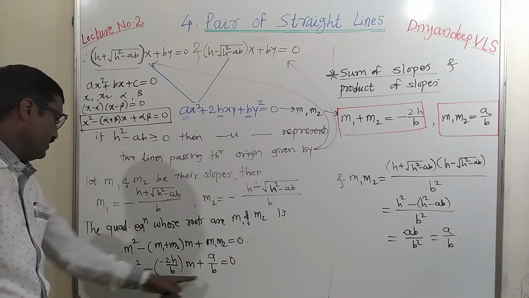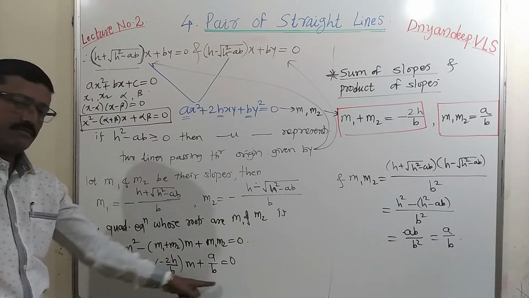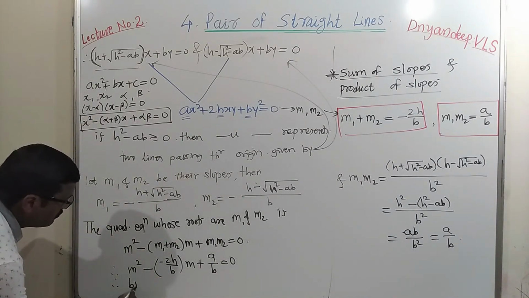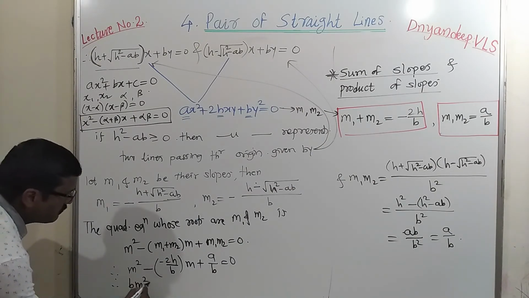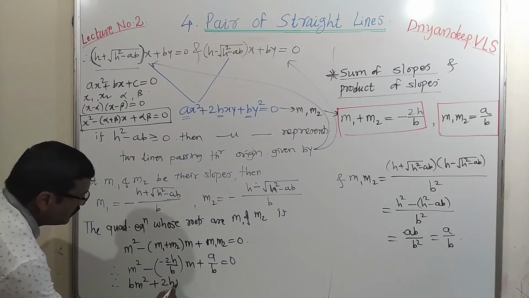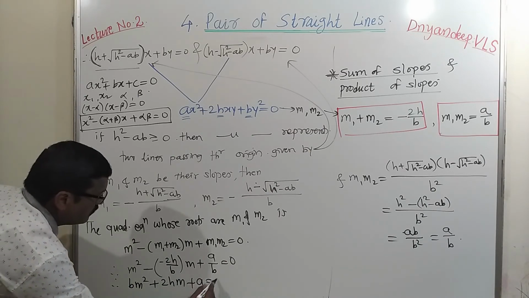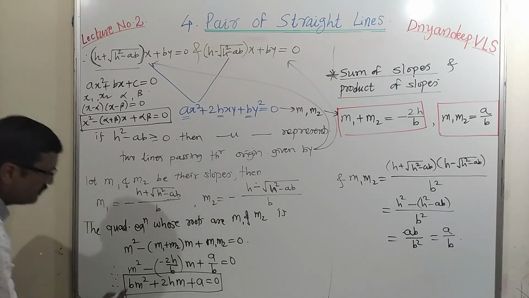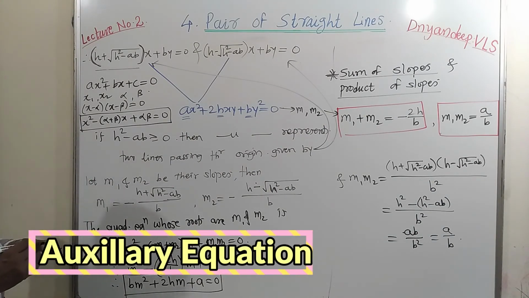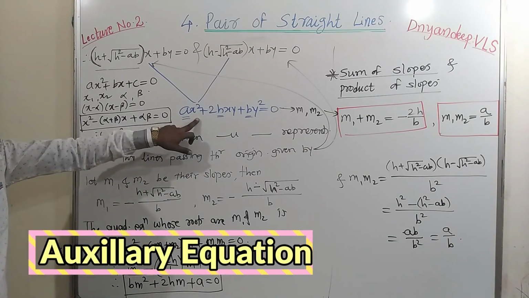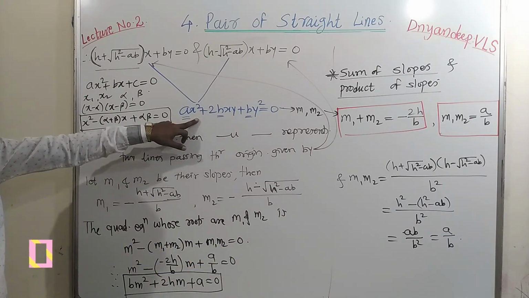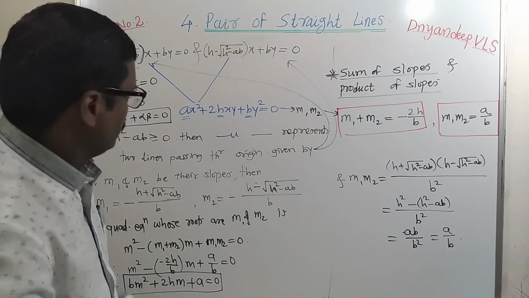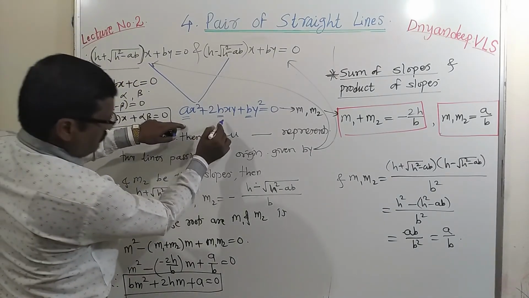Simplify this, which means multiply this equation by b. Therefore we get bm square plus 2hm plus a equal to 0, and this is called the auxiliary equation of this combined equation of pair of lines. How can we obtain this auxiliary equation? There is another method to obtain the auxiliary equation directly from this equation.